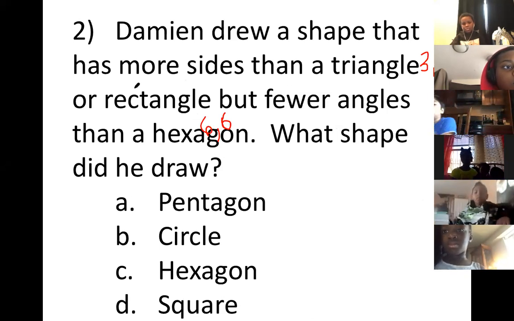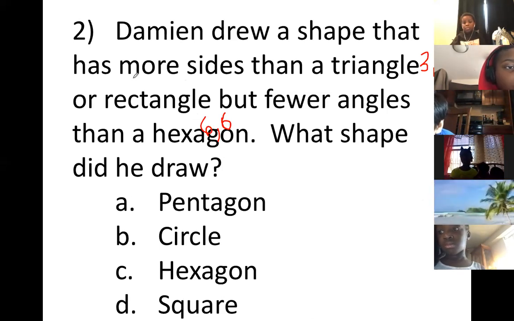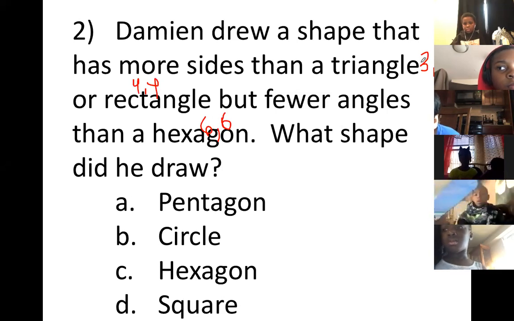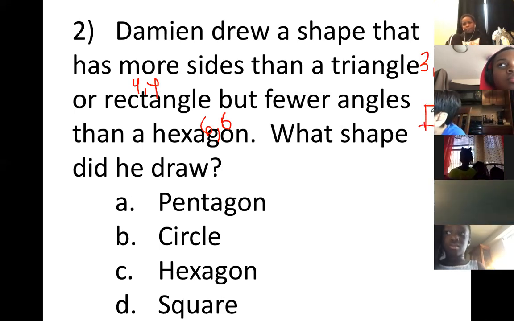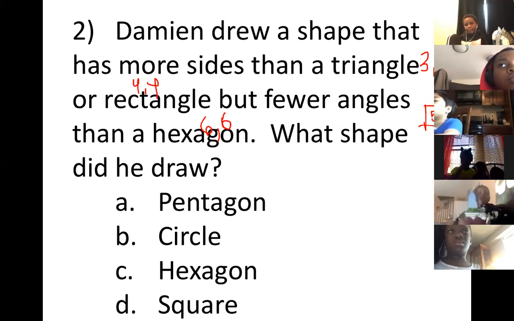Oh, sorry, we missed one part. I'm so sorry, Andre. We also missed or a rectangle. So a rectangle has 4 sides and 4 angles. So Andre, if the shape has more than 3 and 4, but less than 6, how many sides and angles does the shape have, Andre? 5. 5 sides and how many angles? 5. Great job. What is that called, Andre? A hexagon. Careful, careful.